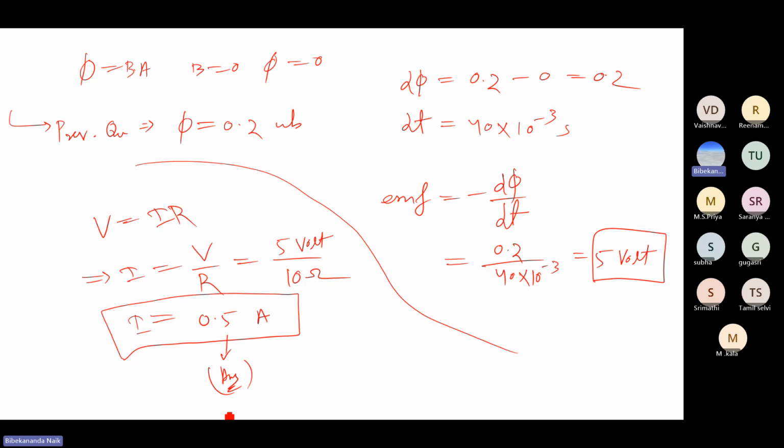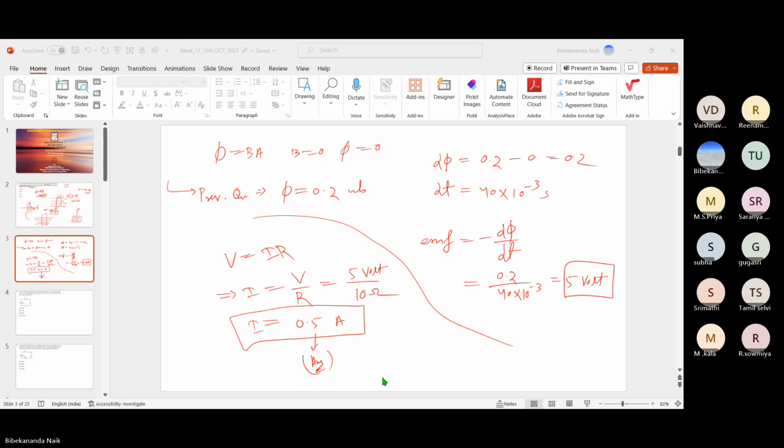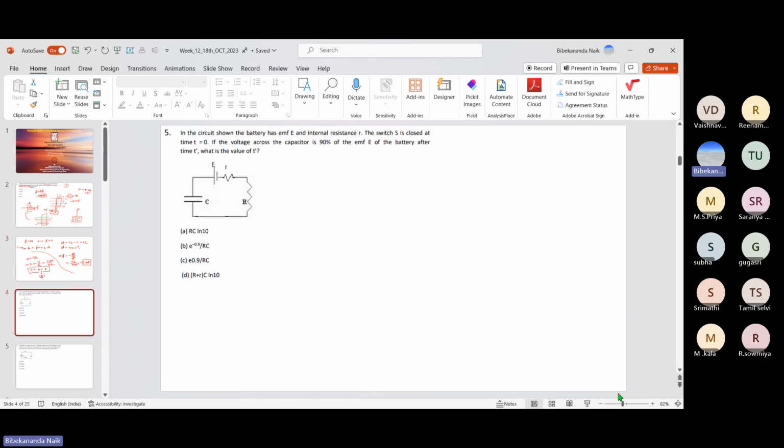Is there any doubt in this question? Anyone? Is there any doubt in this question? Okay, so let's proceed towards the next question, because I will try to cover more questions today. If you have any doubt, please stop me in between and ask me. I will try to explain all the things related to that problem.